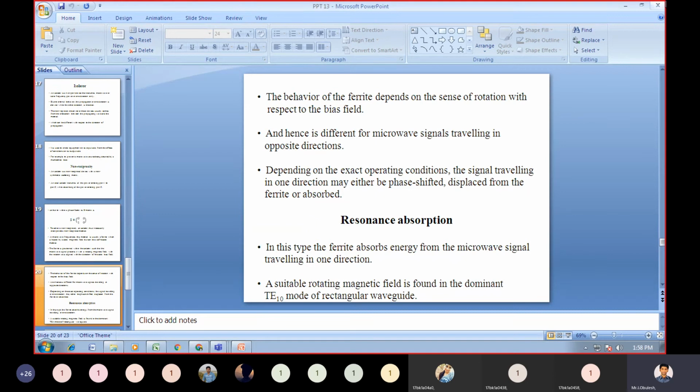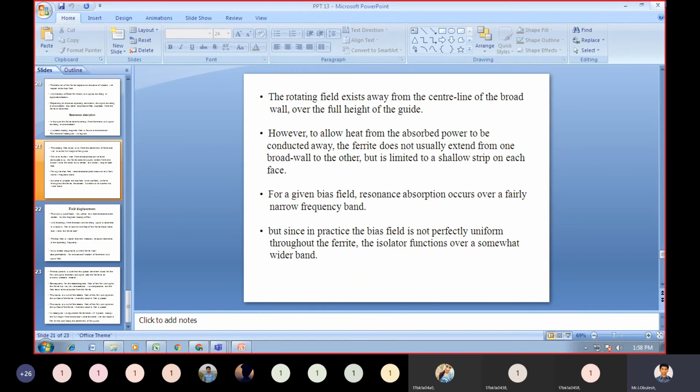And the next one is resonance absorption. In this type, the ferrite absorbs energy from the microwave signal traveling in only one direction. The suitable rotating magnetic field is found in the dominant TE10 mode of a rectangular waveguide. So where do we get the dominant mode? In a rectangular waveguide, TE10. Only the dominant mode. You need to remember that.